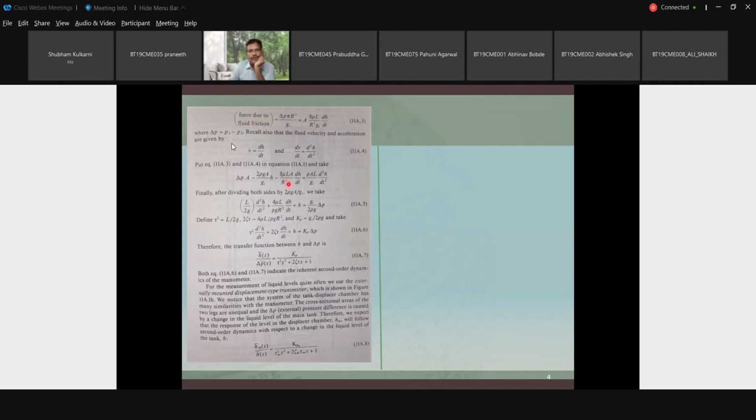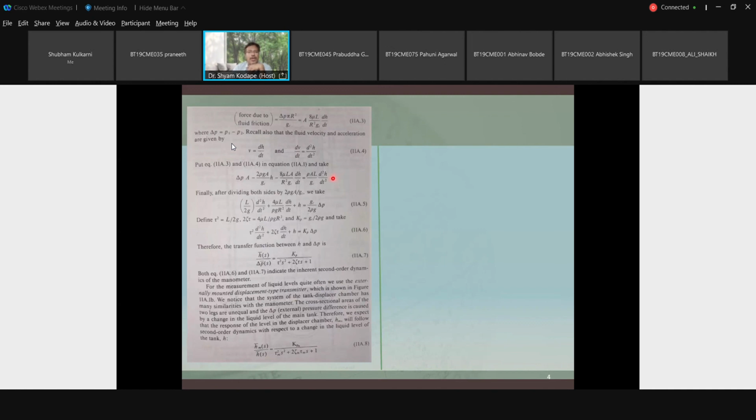See here, mass is nothing but rho A L upon Gc, and what is dh by dt? That is the velocity, and acceleration is d2h by dt square. So this equation represents that the U-tube manometer is a second order system. Why? Because the equation which represents its dynamic behavior is a second order differential equation. Therefore, it is a second order system.